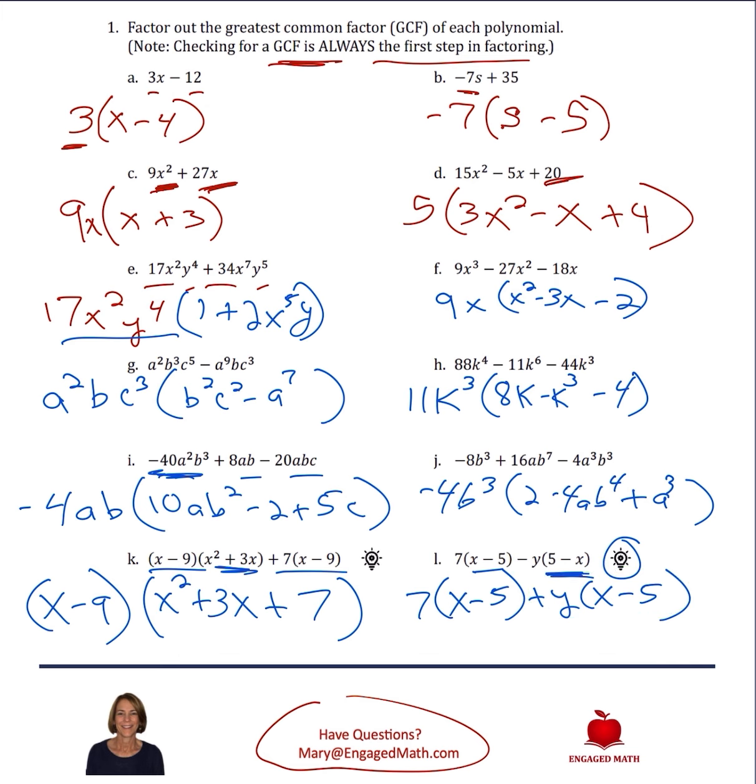Okay, so now we have a GCF of x minus 5. And so left in the parentheses is simply 7 plus y. And we're done. Great job, especially on those light bulbs. Everything, though, was really challenging, and I went through it pretty quickly. Great job.